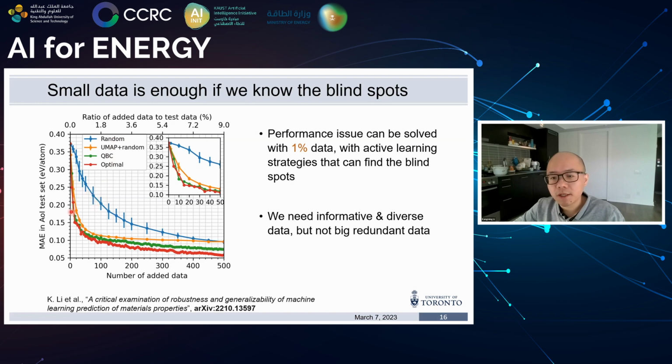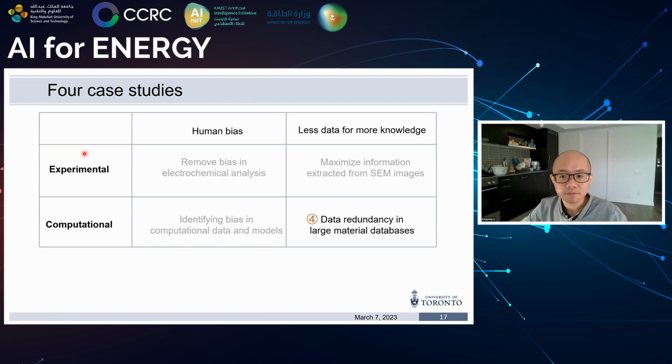We try several active learning algorithms, and all of them allow us to significantly decrease the prediction error with only 1% of new data added. In other words, we don't need to include all the new data in the MP21 in order to solve the performance issues, but only 1% of new data. So knowing the blind spot is very important to efficiently build and expand our dataset.